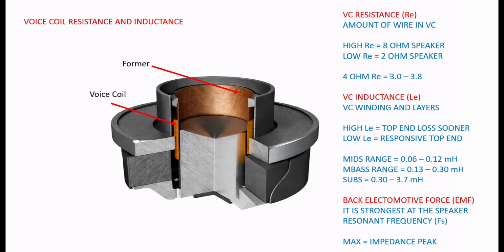And when you look at how much of the impedance a voice coil makes up, in a 4 ohm speaker it's between 3 and 3.8 of the 4 ohms. So 3/4 to nearly 90% of the speaker's nominal impedance is made up by the voice coil resistance, right? So that's kind of interesting. The more resistant your voice coil, the more likely you are to have a higher ohm speaker.